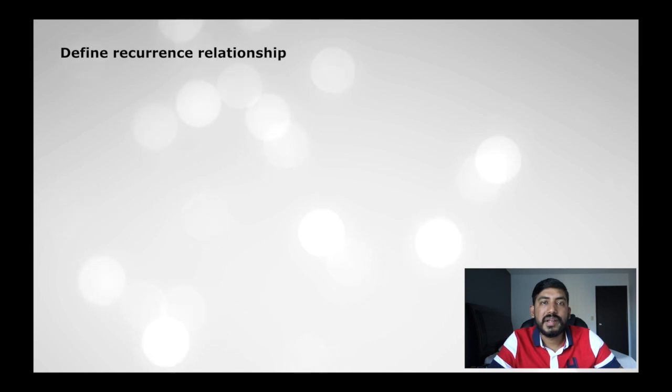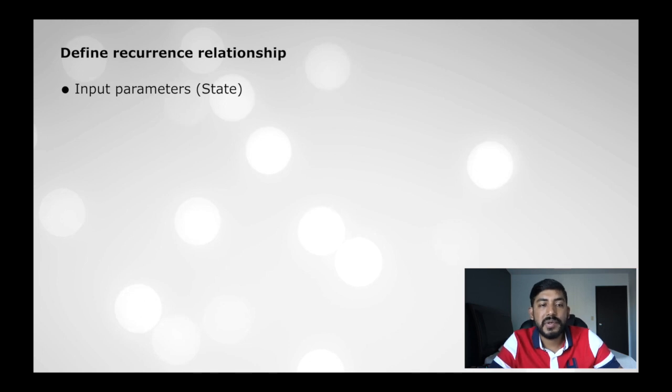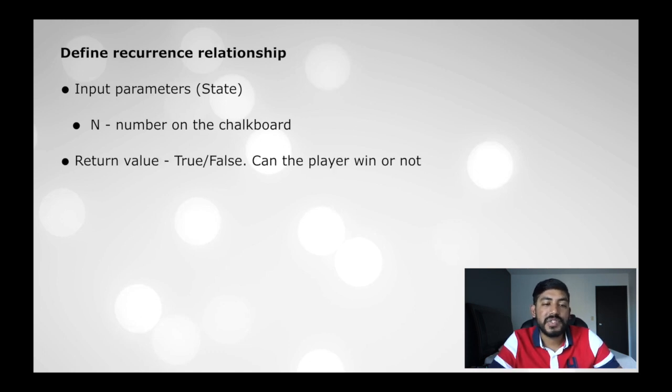So first we have to define a recurrence relationship. In backtracking we use recursion, so if we define a recurrence relationship, it becomes pretty straightforward to implement in the code. So what is the recurrence relationship? First we have to see what the input parameters are. There is only one parameter, which is n, the remaining number on the chalkboard. And what is the return value of the function? It is true or false: can the player win or not? So the base case is if n is less than or equal to 1, return false, which means that if a player gets a 1, he loses, so we return false.